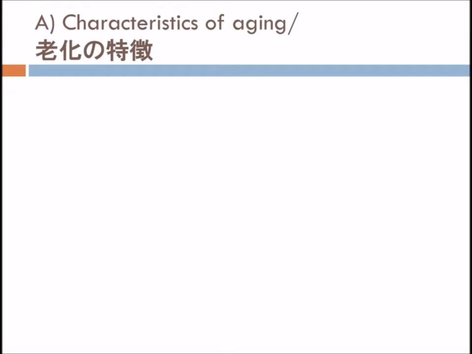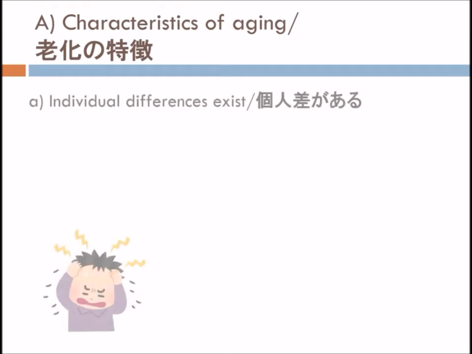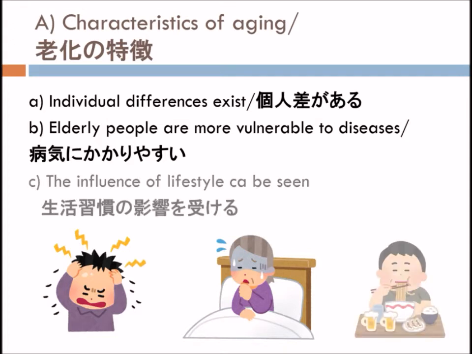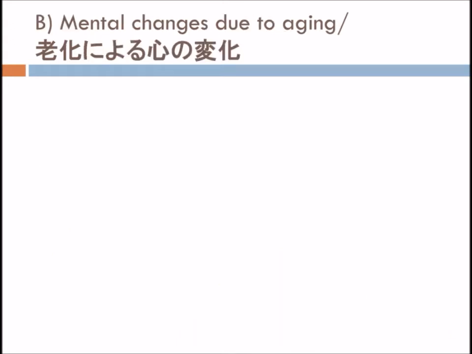Characteristics of aging, like individual difference exists. Elderly people are more vulnerable to diseases. The influence of lifestyle can be seen. Everybody has different ways to get older and different symptoms would appear on your body.